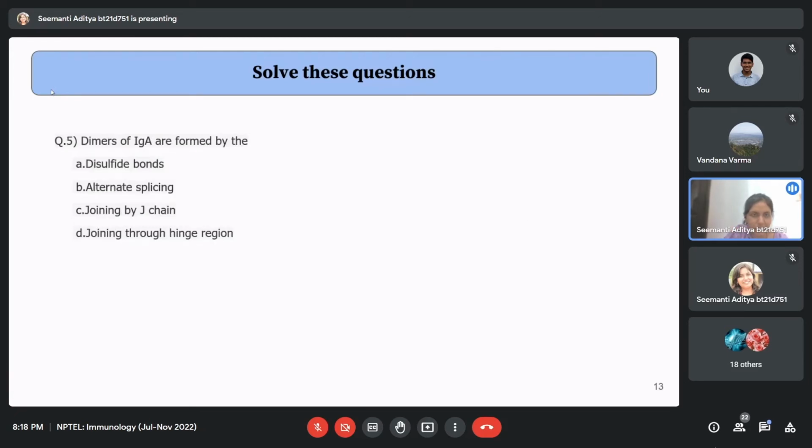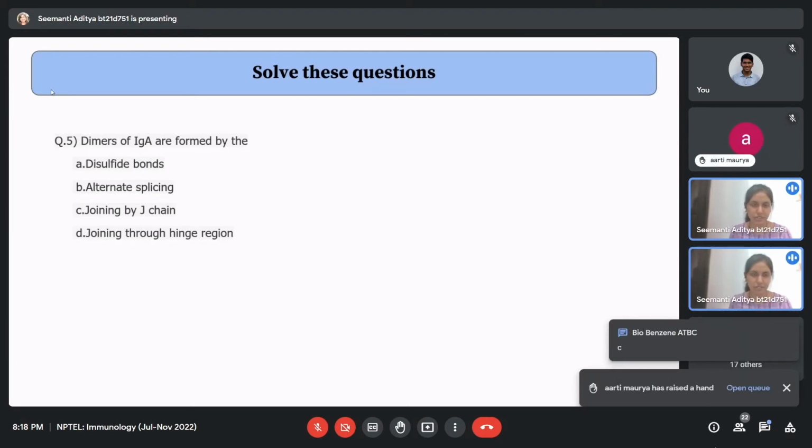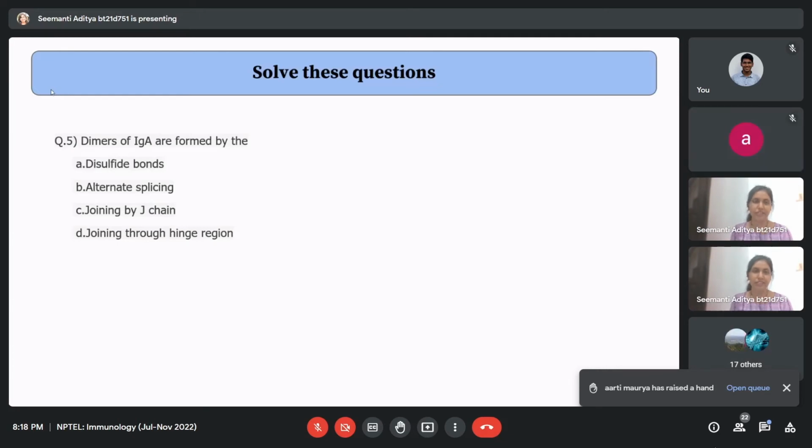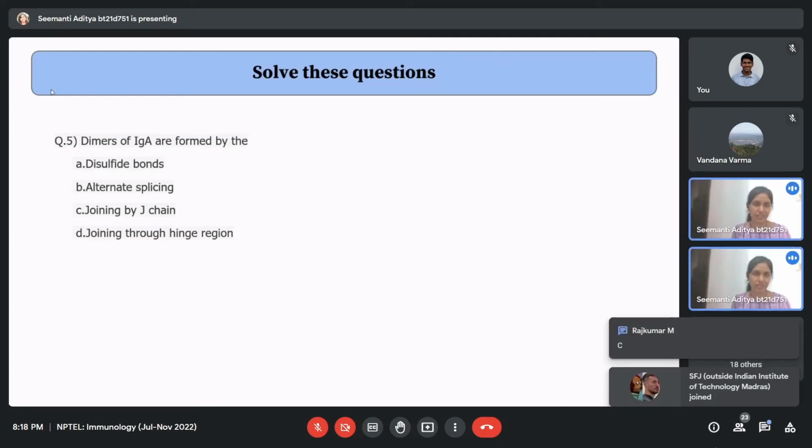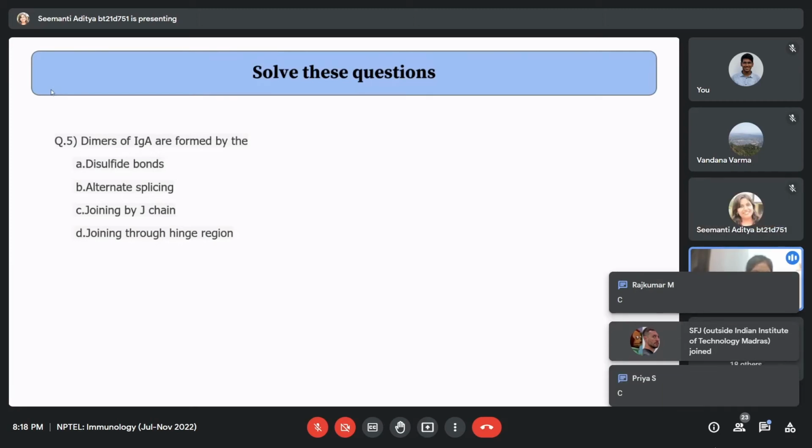And finally, dimers of IgA are formed by what kind of bonds? Disulfide bond, alternate splicing, J chain, or joining through a hinge region? J chain, correct. So J chain is the correct answer. IgA as well as IgM has a J chain, so they are connected by a J chain.